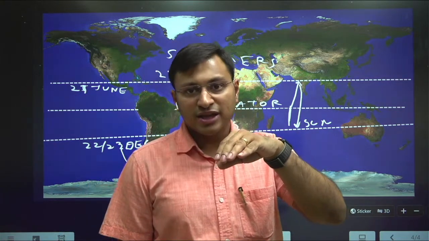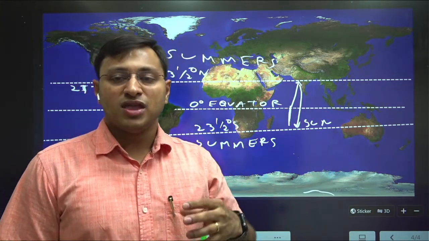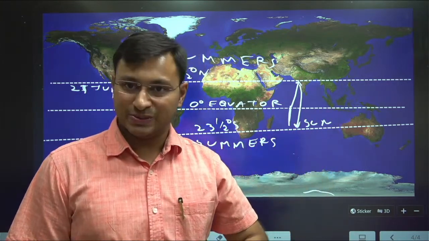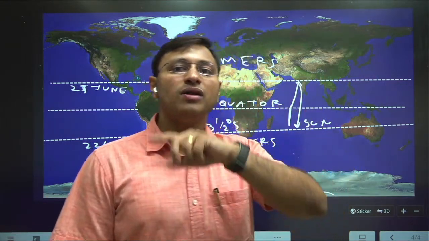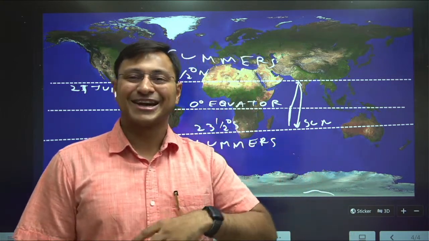These two positions denote the northernmost and the southernmost migration of the Sun with respect to the Earth. So the global north will be experiencing summers, whereas the global south will be experiencing winters. When the global south is experiencing summers, the global north will be experiencing winters. This is all with respect to the orbit of Earth around the Sun. So this is all dynamic. This is not static. Life on Earth is not a static phenomenon. It is all a dynamic phenomenon.